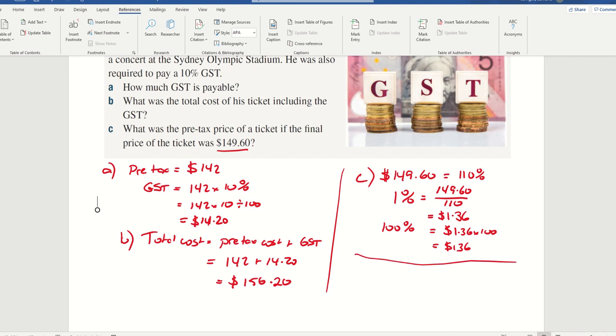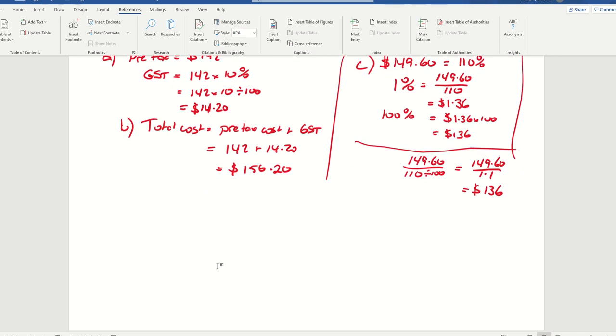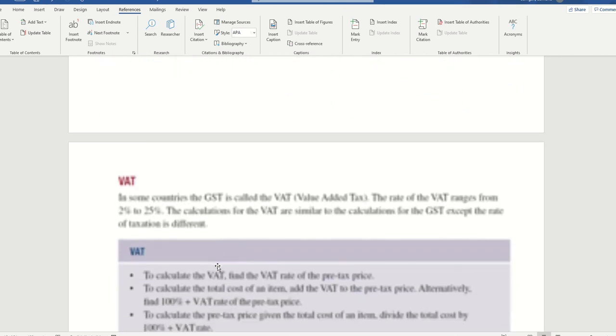Now, that's very similar to what they're telling us to do. What they're telling us to do is divide by 110%. So if we divide by 110%, we're actually dividing by 110 divided by 100, which is equal to 1.1. So 149.60 divided by 1.1, and if we do that, we will also get 136. This unitary method, I think, is the best and easiest way to keep in our head how to find solutions.